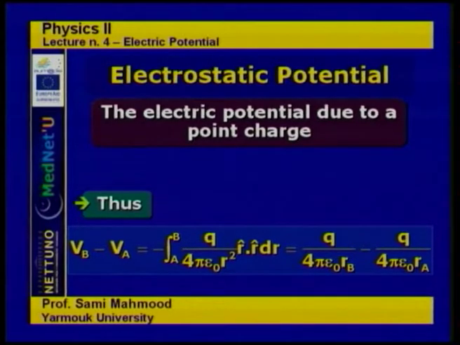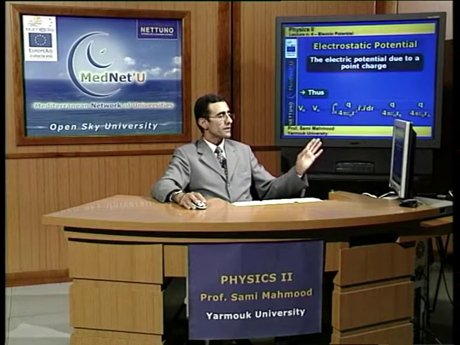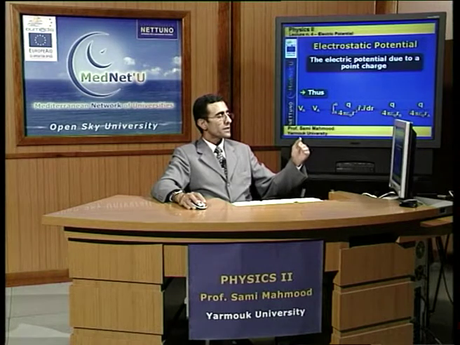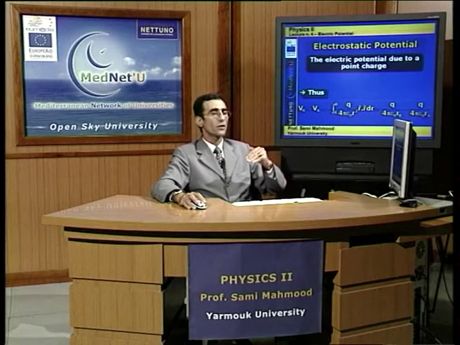In this case, dl is simply r hat dr, because we keep the beginning of the position at the point charge, and we change that position vector. Then dl is simply r hat dr. And performing this integral will give Q over 4 pi epsilon naught r sub b minus Q over 4 pi epsilon naught r sub a. This is the difference, and you notice that the difference is dependent on 1 over r final and 1 over r initial.